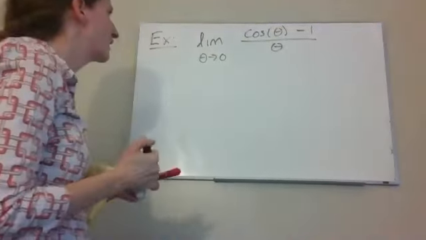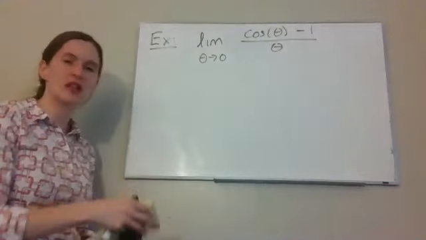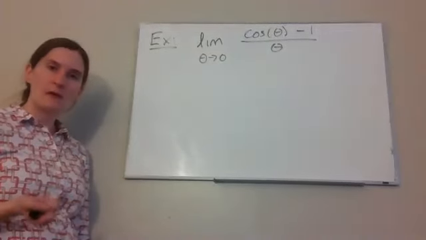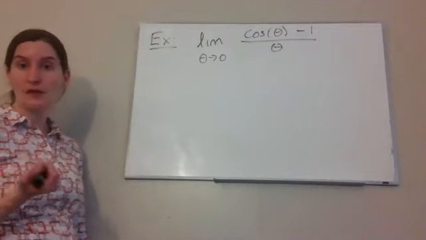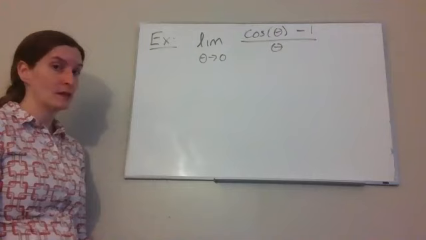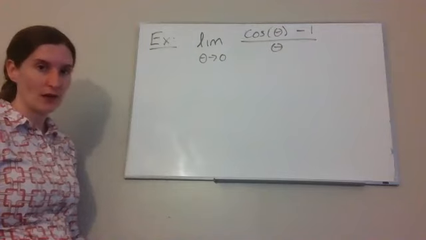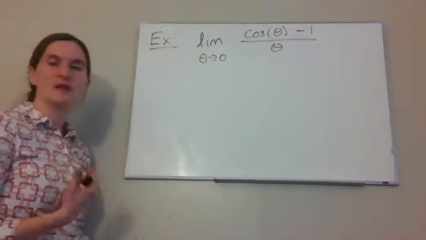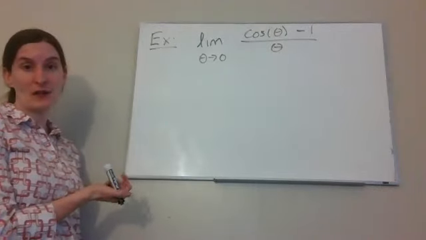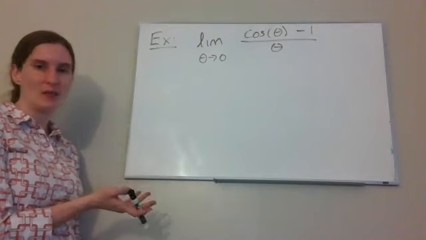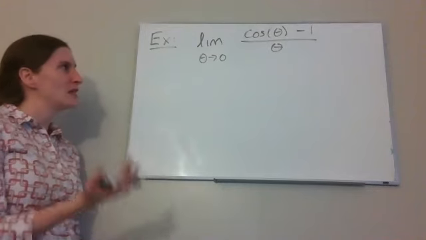So if we take a look at this problem right now and think about plugging that 0 in, cosine of 0 is 1. So my top is 1 minus 1, which is 0. The denominator would be 0 as well, so I have 0 over 0. This means we have to be able to do some algebra to finish this up. I can't use the fact that I just learned because I don't even have a sine in the problem right now. So what can we do?